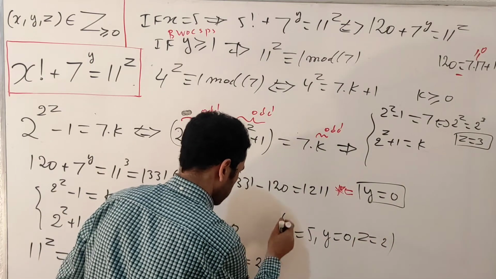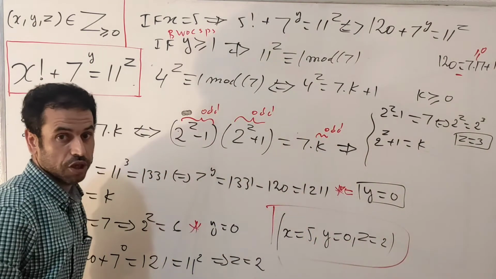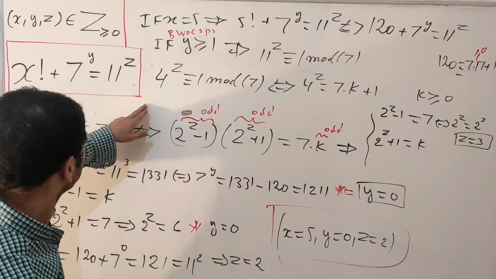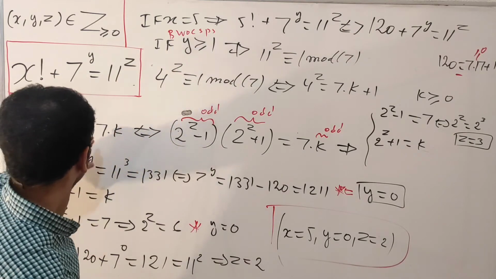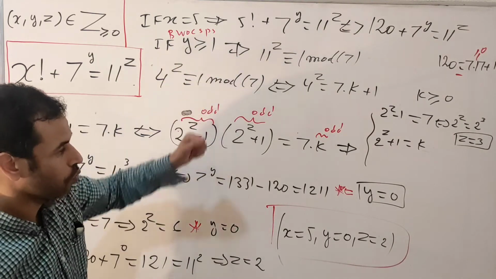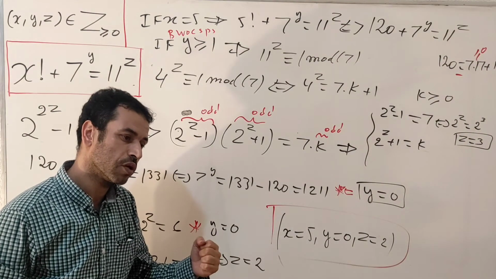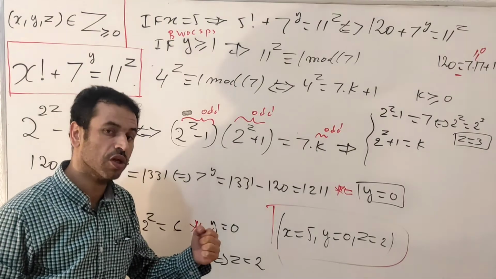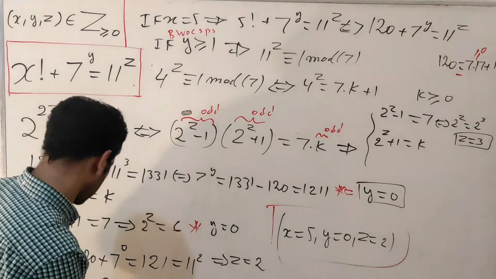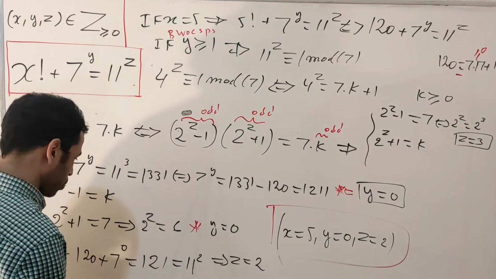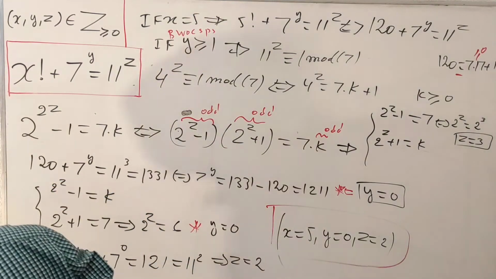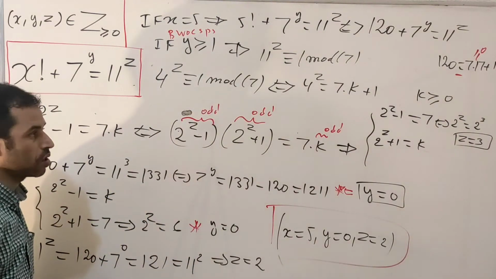Okay? But we are not finished yet. We need another case, because we have considered, if you remember, the solutions if x is superior to 7, and the solutions if x is inferior to 6, but we need another case if x equals 6. I'm going to reduce this code and move on to the next case.